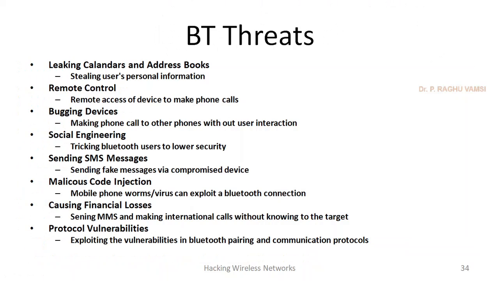Next, we'll move on to the Bluetooth threats. What are the different threats possible with the Bluetooth attacks that we have discussed previously? The first one is leaking calendars and address book. One can steal, or the hacker can steal, the calendars of the mobile phone and sometimes the address book. So especially the stealing of the user's personal information takes place here.